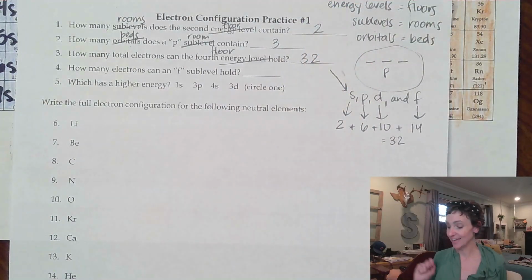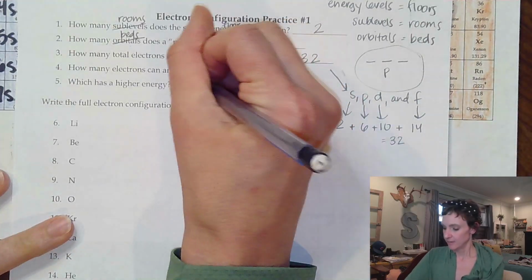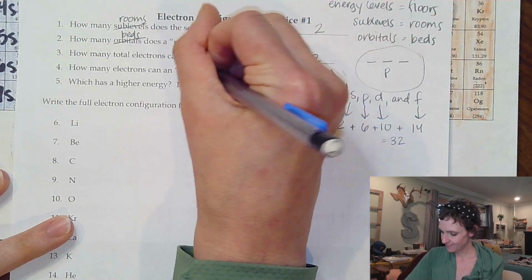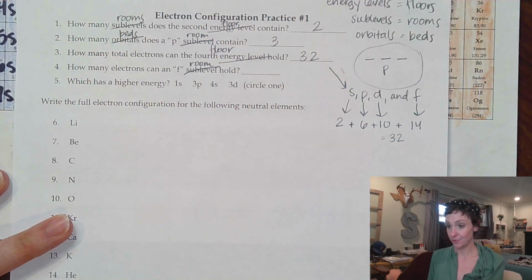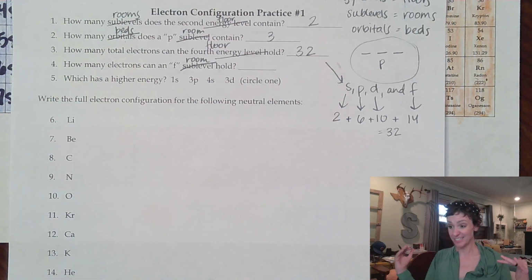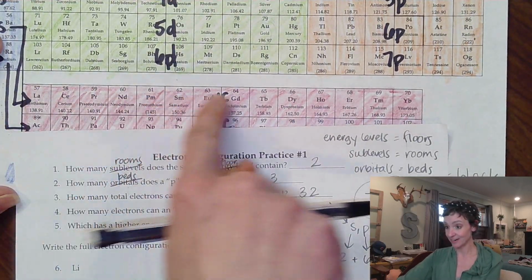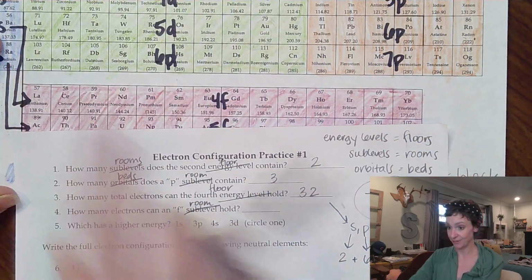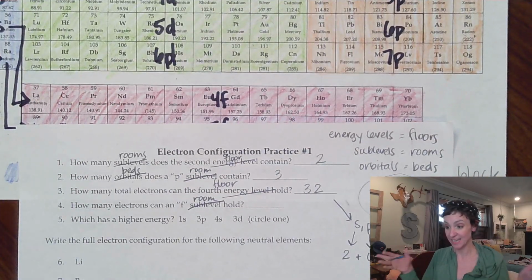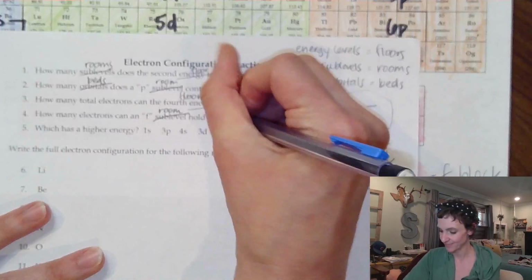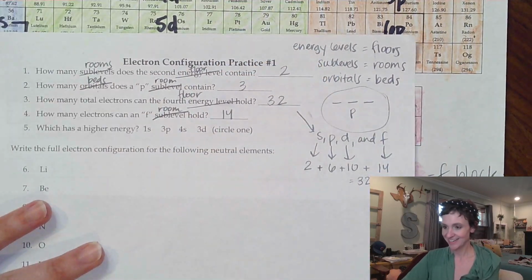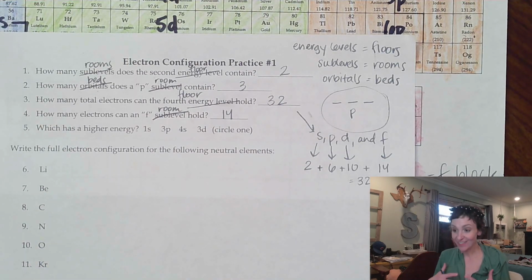Next question is, how many electrons can an F room hold? Well, you can visualize your F room with all of his 7 beds, or you're like, this question is literally asking how many electrons is in that F room, and that takes up a space of 14 element blocks. So we have 14. So this is getting a lot easier for us, which is amazing.